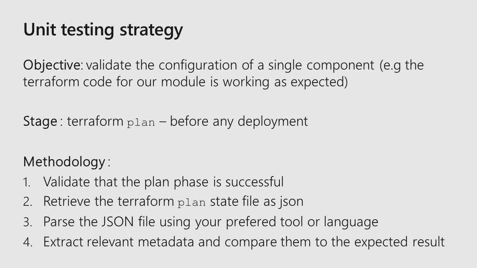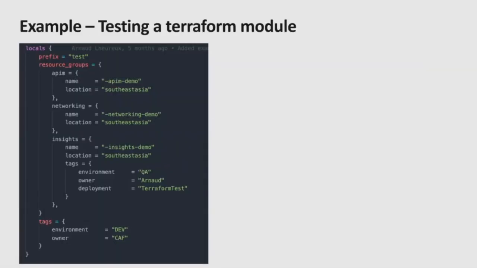Then we want to retrieve the Terraform plan state as a JSON file, and then we want to parse this JSON file using our preferred tool or language. It can be Golang with JQ, or it can be C# or Java, for instance. We're going then to extract the relevant metadata and compare them to the expected results. Let's have a look at some code.